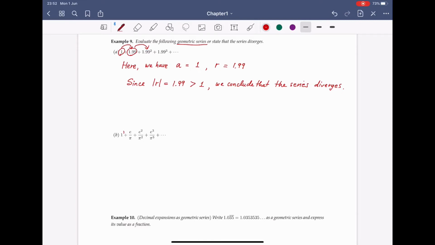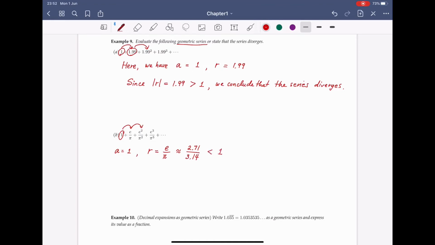So here I have the first term a equal to 1. And then I have the common ratio r to be e over pi, right? Because you need to multiply by e over pi to get the next term. And e over pi, this is approximately, e is 2.71, pi is 3.14, right? And this is for sure less than 1.